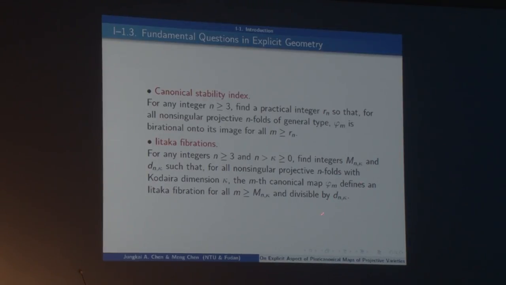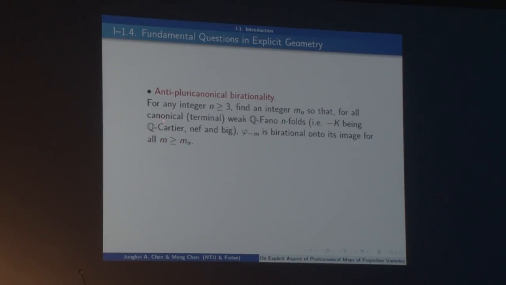This d is usually called the exponent, and it happens that for general type the exponent is just equal to one, so there's no need to consider the divisibility. Similarly, we can also consider the anti-pluricanonical birationalities for Fano type varieties. We consider weak Q-Fano n-folds, and similarly we try to find a universal bound m_n such that phi_{-m} is birational onto the image. We are interested in this type of questions, and this is all related to pluricanonical maps.